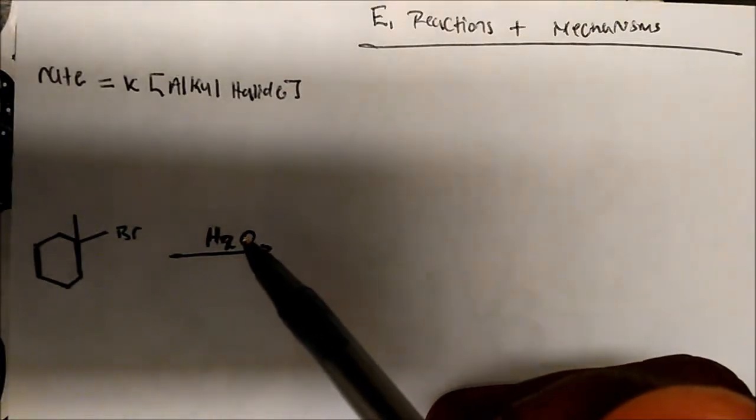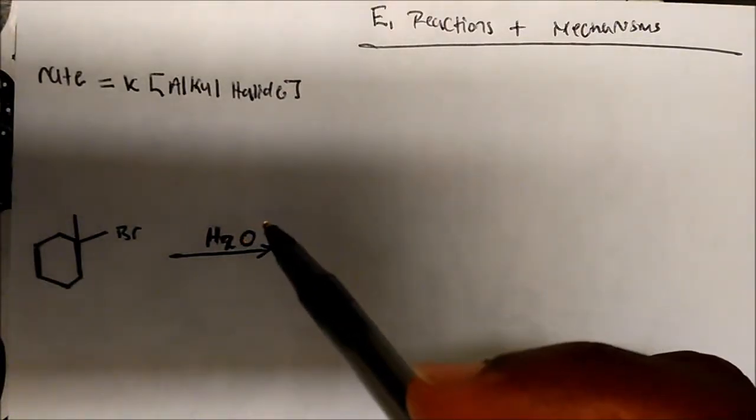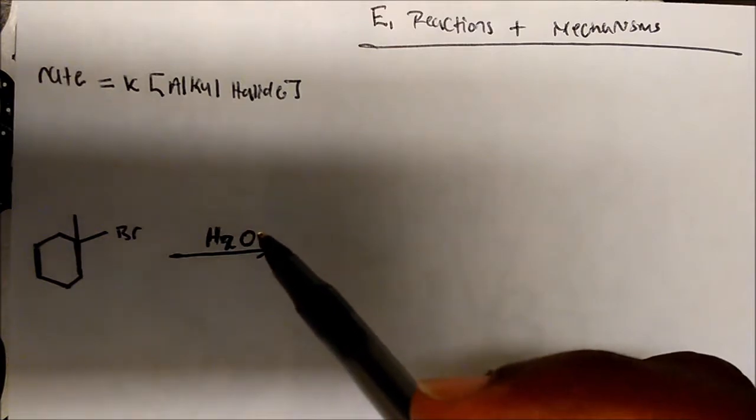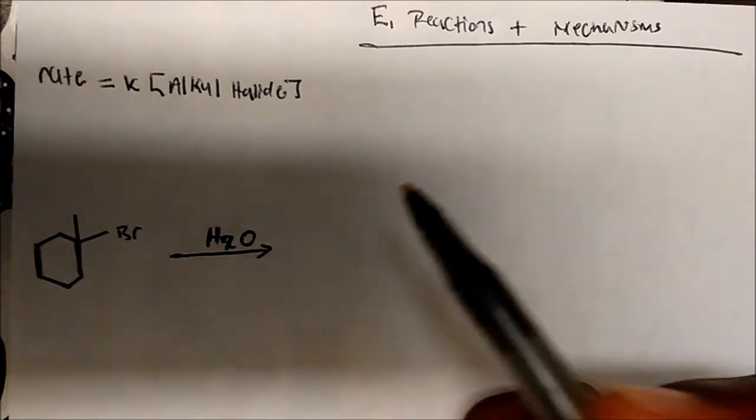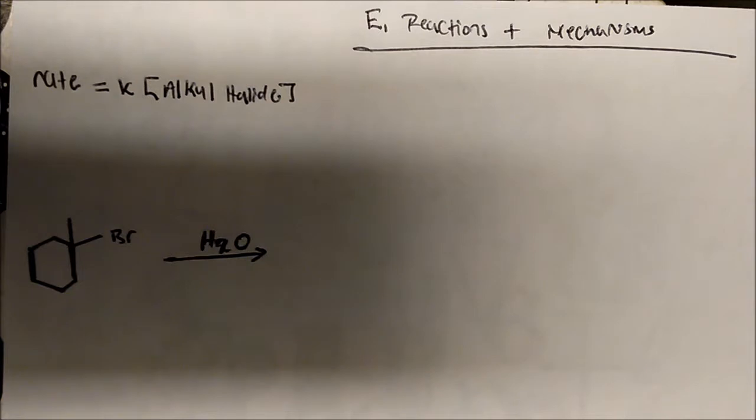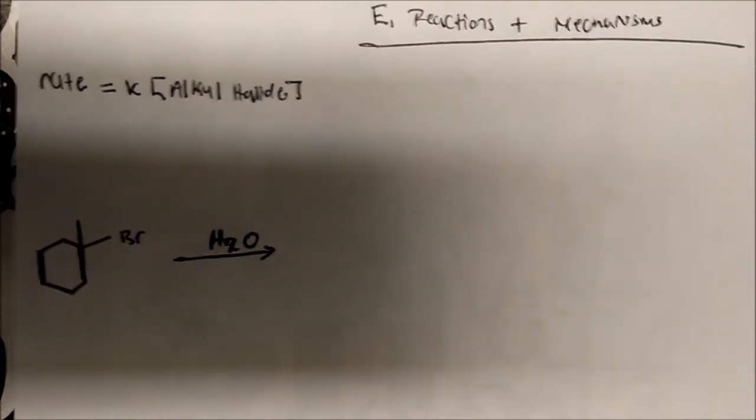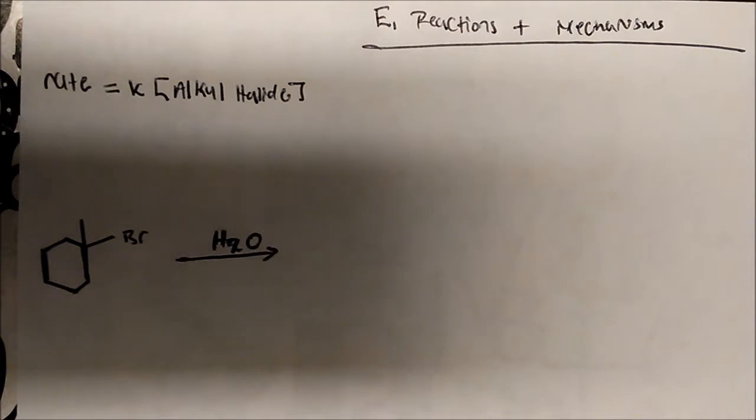Well, it is helpful to know that the rate is just determined upon the concentration of the alkyl halide: k times the concentration of the alkyl halide. So these are classic E1 reactions or dehydration reactions mostly, which we'll talk about in a separate video. But for this video, I just want you to know the mechanism and what will produce an E1 reaction.